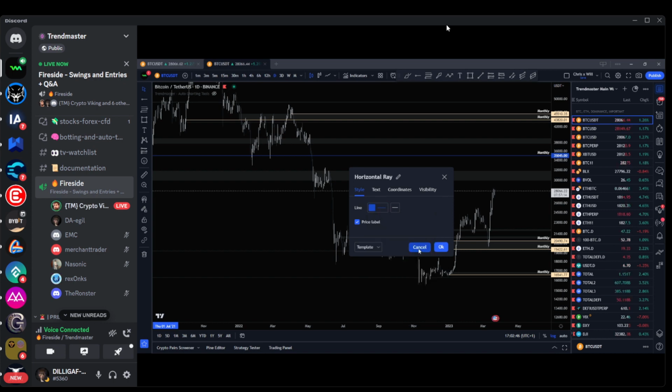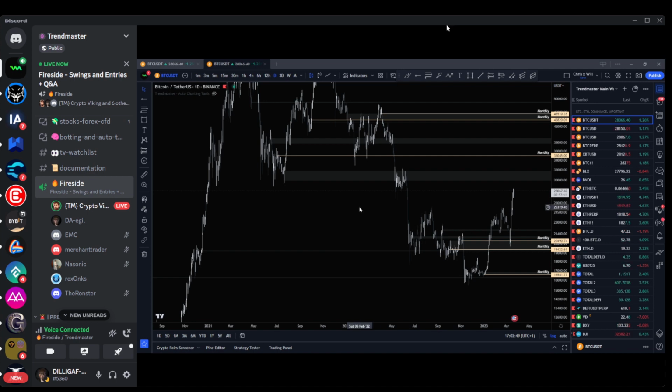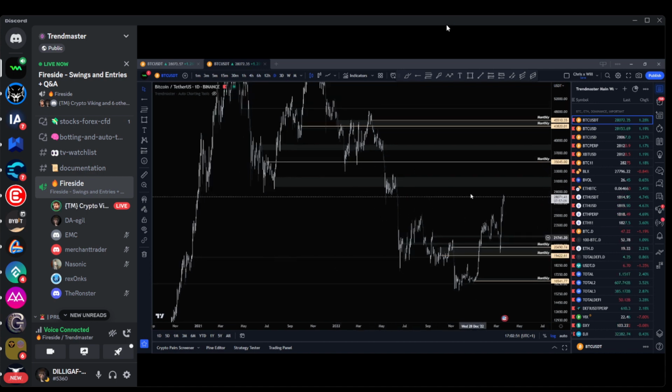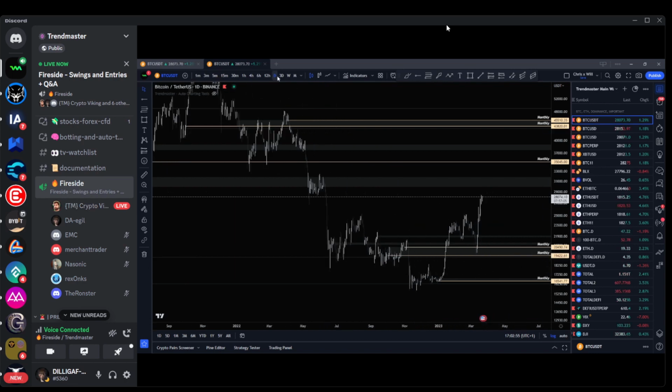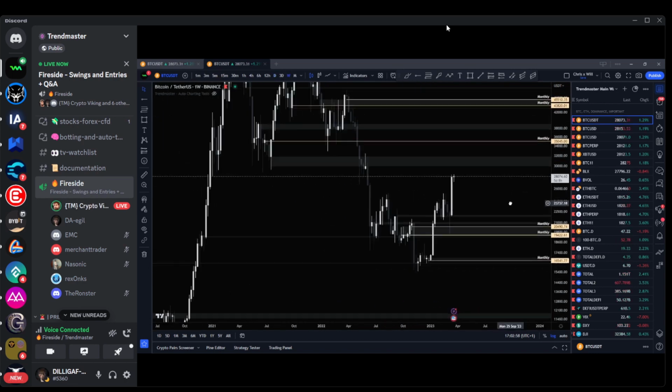Maybe like a blue or something. I don't know. But yeah, and zones are pretty much the same thing. They're just combinations of SRs. That's how I look at major inflection points from a high time frame, and they play out usually.